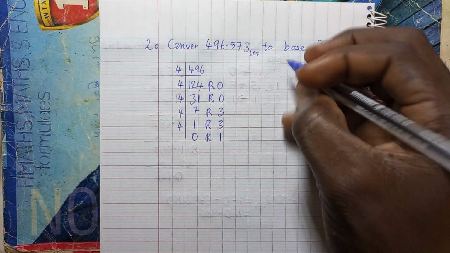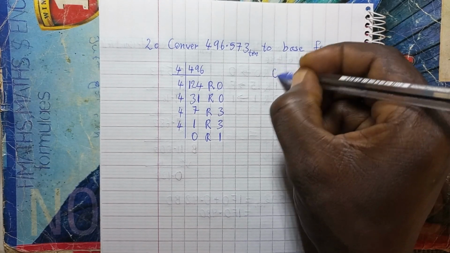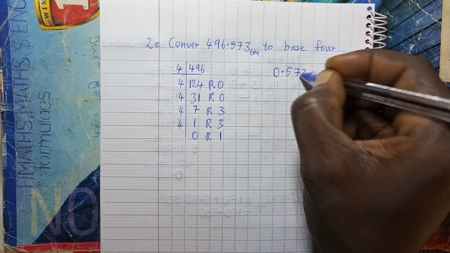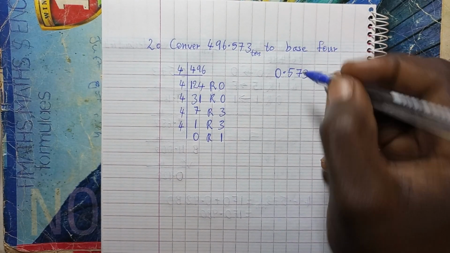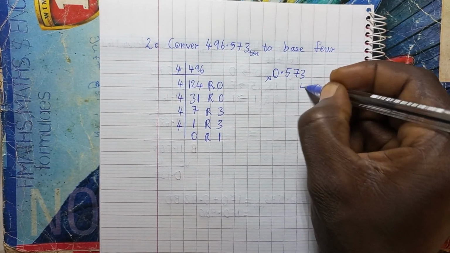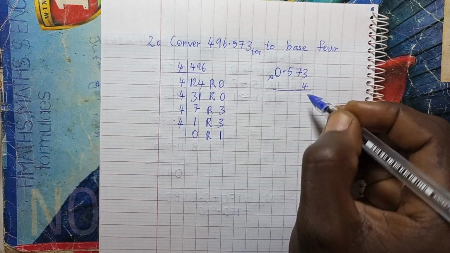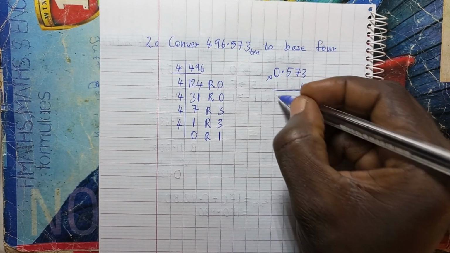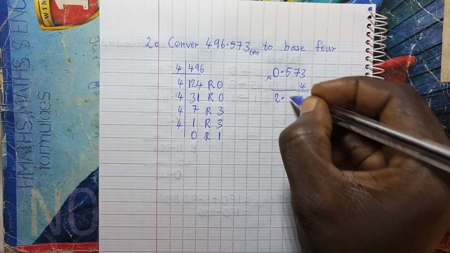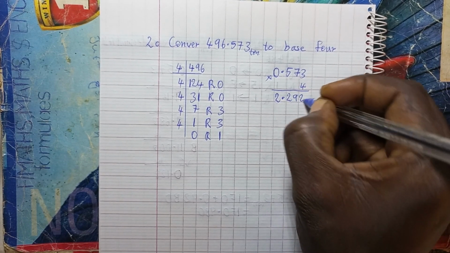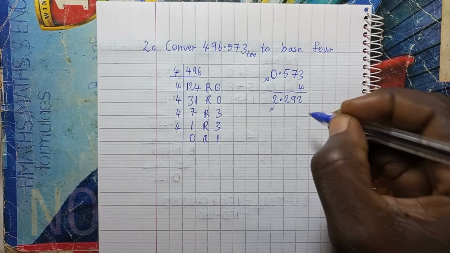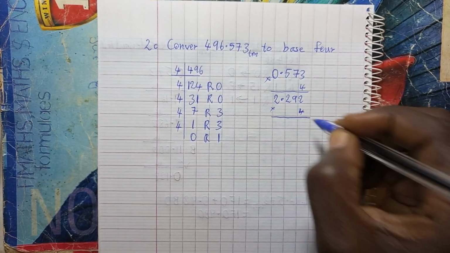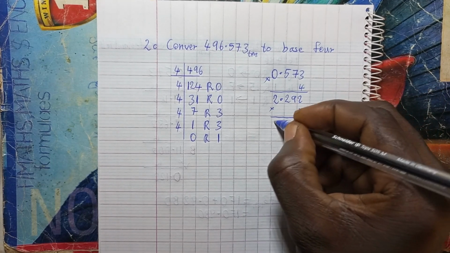Now let's come to the decimal part, which is 0.573. Remember, again we'll be multiplying by 4. This value multiplied by 4 will give us 2.292. 2.292 multiplied by 4. That gives us 1.